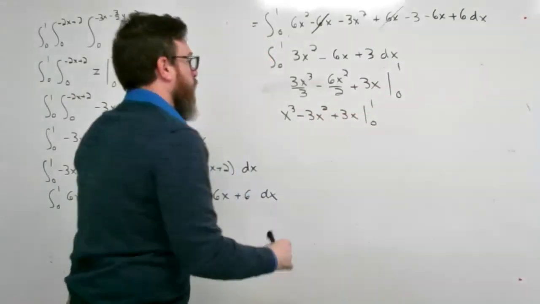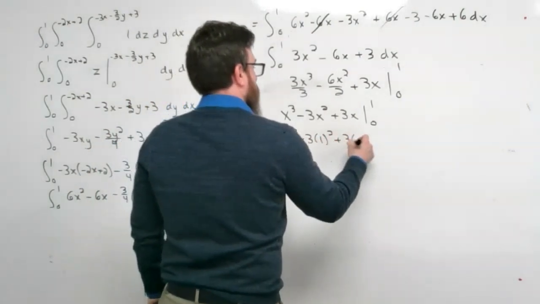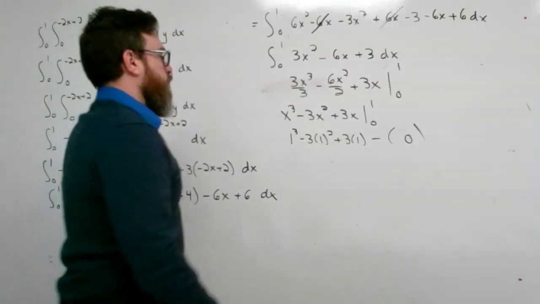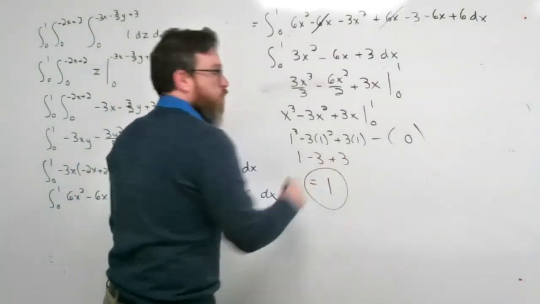When we plug in 1: 1 cubed minus 3 times 1 squared plus 3 times 1. Minus, when you plug in 0, they're all going to be equal to 0. So we can see that this is going to be 1 minus 3 plus 3. So this volume is 1.